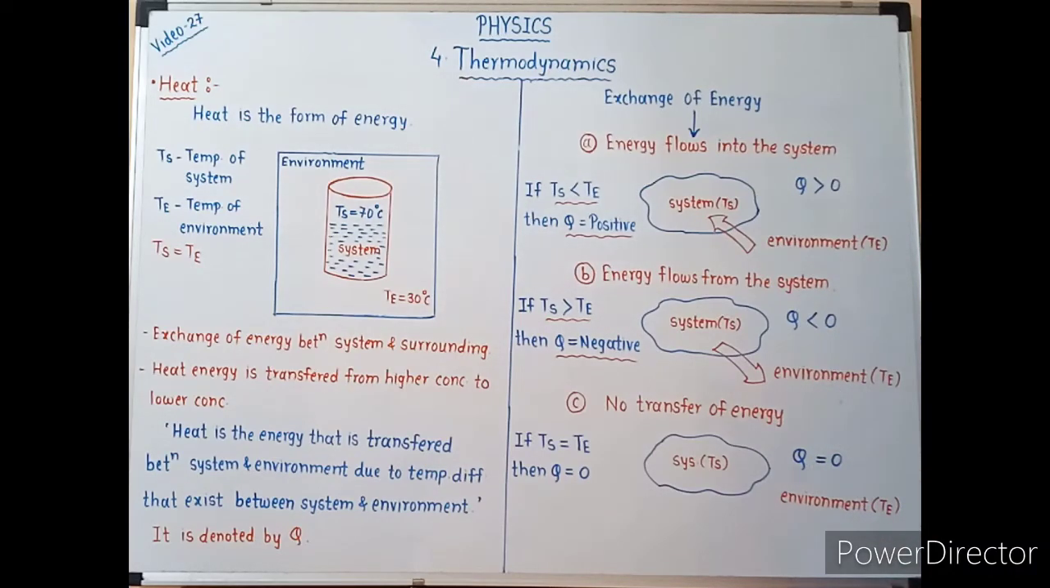So we can define heat as the energy that is transferred between system and the environment due to the temperature difference that exists between system and the environment. This energy transferred between system and environment is denoted by the letter Q.